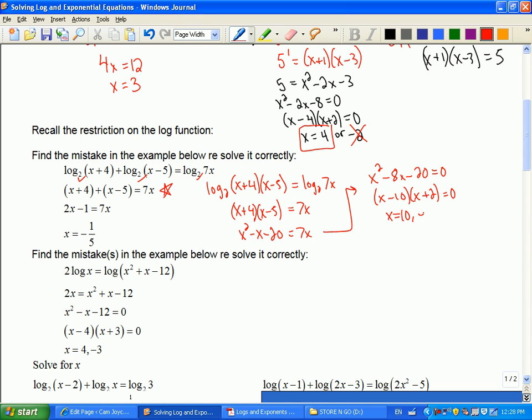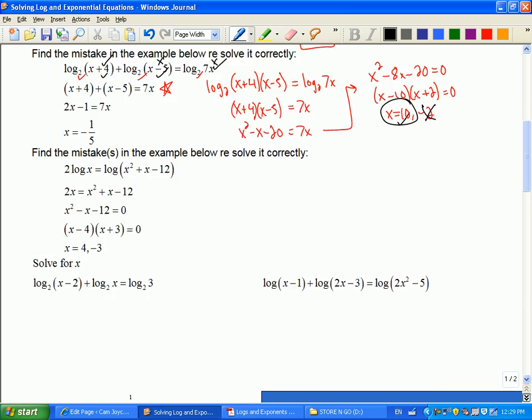So my answers then, 10 and negative 2. What do you think? Good. 10 will work. If I check, no problems there for 10. No problems there. So 10 works. But negative 2, it's okay here. Does not work there. Does not work there. As soon as it doesn't work in any part, it's done. Reject negative 2. Our answer should just be x equals 10.